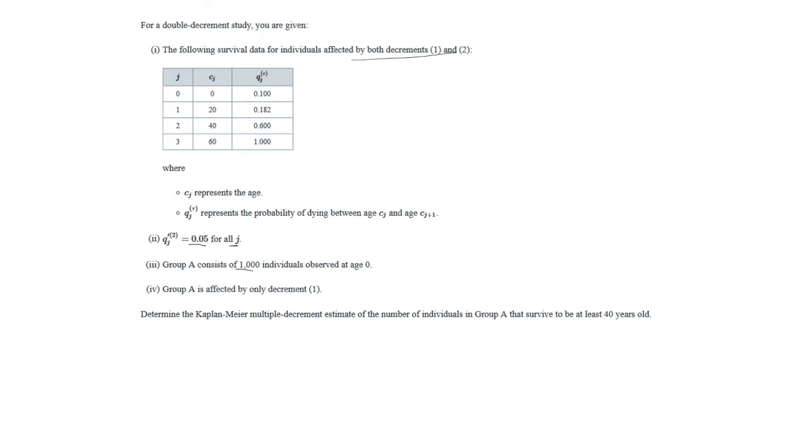So group A consists of 1,000 individuals observed at age 0, and group A is affected by only decrement 1. So you want to determine the Kaplan Meier multiple decrement estimate of the number of individuals in group A that survive to be at least 40 years old.